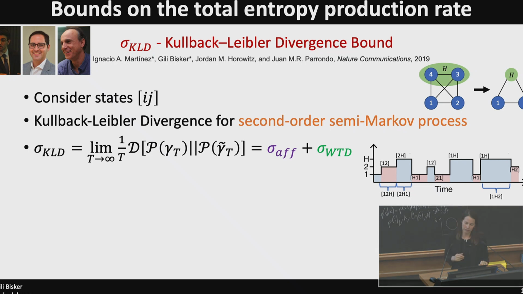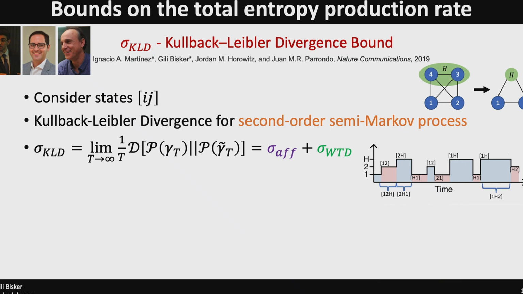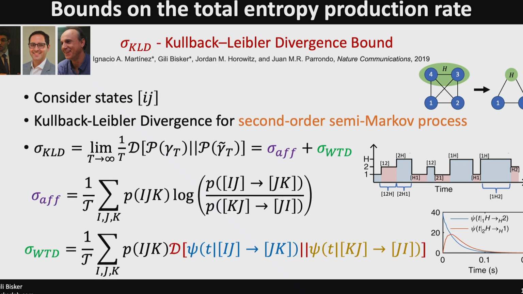And this is the formula that we have seen. We have applied the Kullback-Leibler divergence to these trajectories, and the calculation for the relative entropy between forward and reverse trajectories gives rise to 2 contributions. One is coming from the affinity, and the other one is coming from the waiting time distributions. So the affinity basically measures the affinity of the observed cycle, for example, 1, 2, and H in this case. And this term vanishes when there's no current. And the other contribution comes from the waiting time distribution.